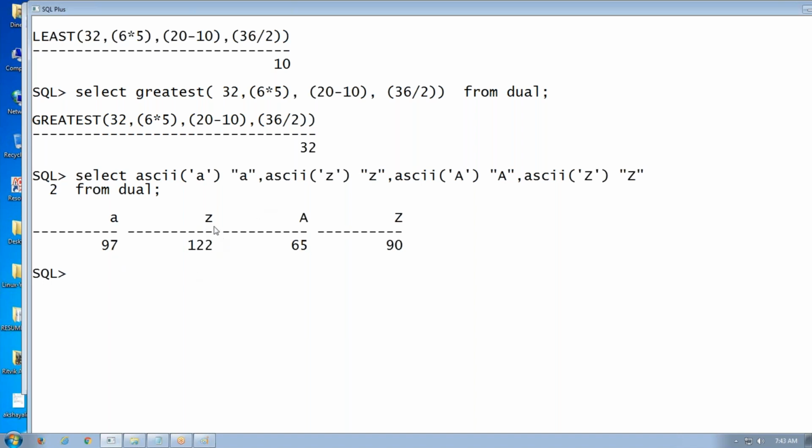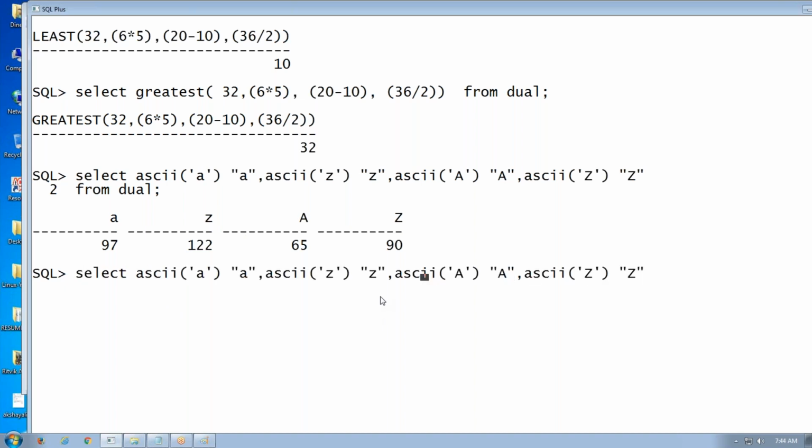Small a is 97, small z is 122, capital A is 65, capital Z is 90. So simple. Capital A is 65, which means capital B is 66. It's continuous: C is 67, D is 68. So you can find out the ASCII value of any character.